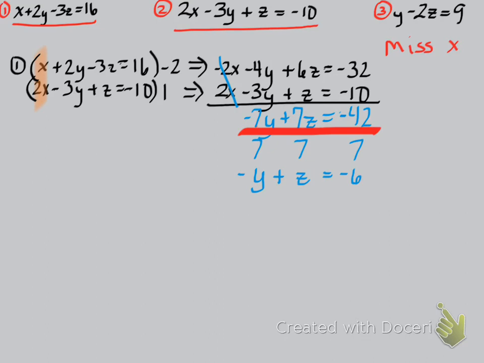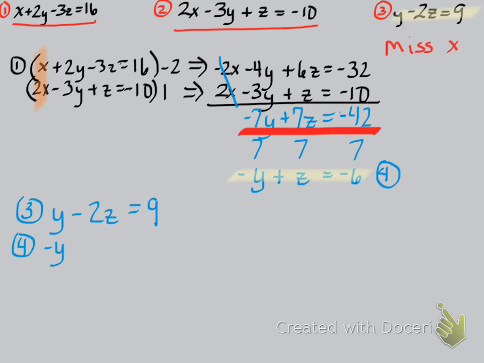Now I am going to take this equation that I just created and the original equation 3, and I'm going to combine those. I am going to call this new equation equation 4. So I'm taking equation 4 and equation 3, and I'm going to use elimination to see if I can get any other terms to cancel out. Equation 3 was y minus 2z equals 9. Equation 4 is negative y plus z is equal to negative 6.